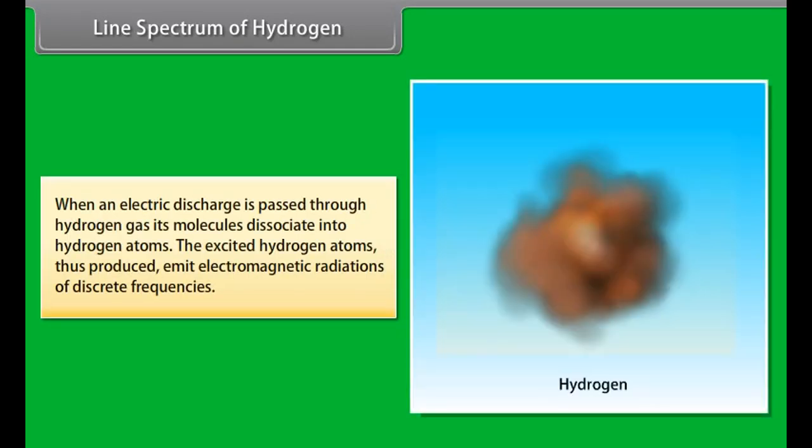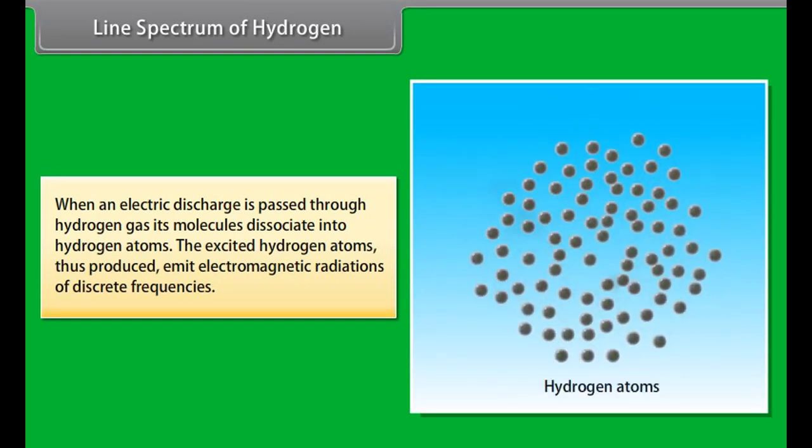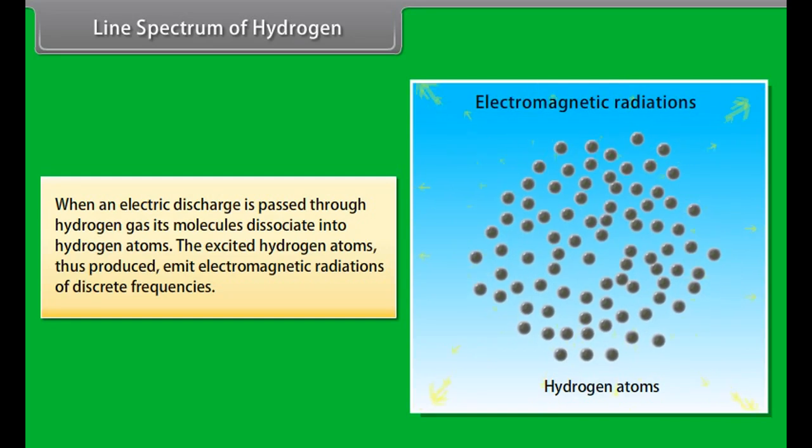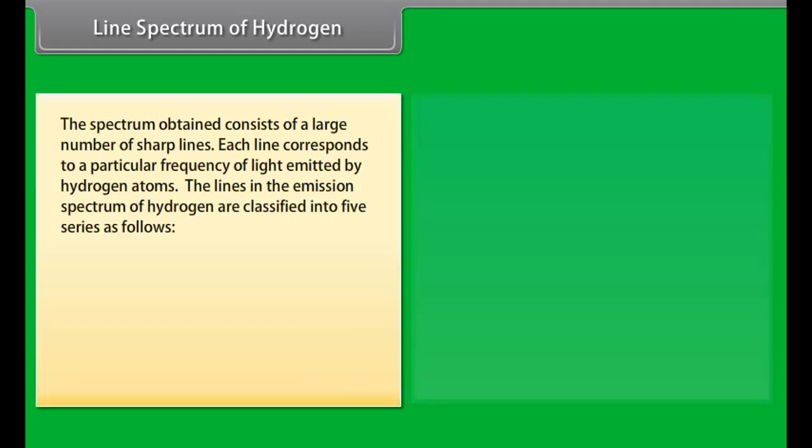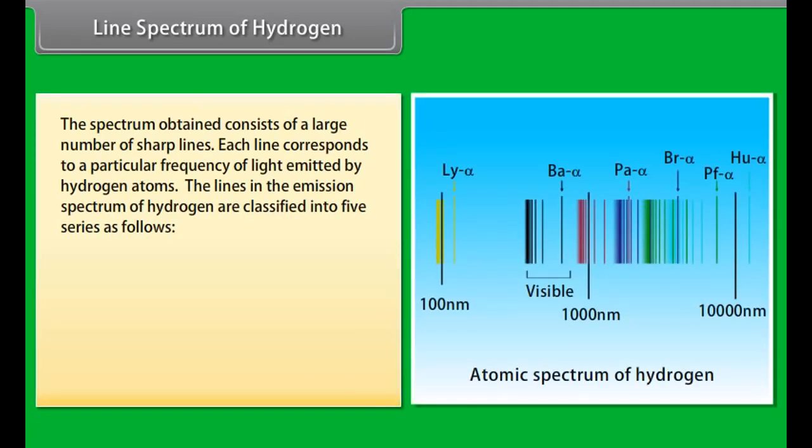When an electric discharge is passed through hydrogen gas, its molecules dissociate into hydrogen atoms. The excited hydrogen atoms thus produced emit electromagnetic radiations of discrete frequencies. The spectrum obtained consists of a large number of sharp lines. Each line corresponds to a particular frequency of light emitted by hydrogen atoms.